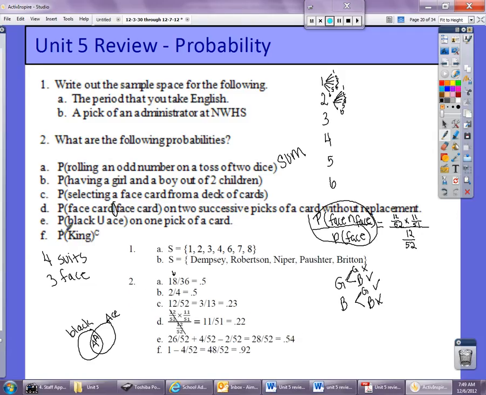And then finally, F, my probability of a king and the complement of that. So I have to first identify 1 minus my probability of getting a king. There's 4 of them. Subtract and simplify, you get 0.92.